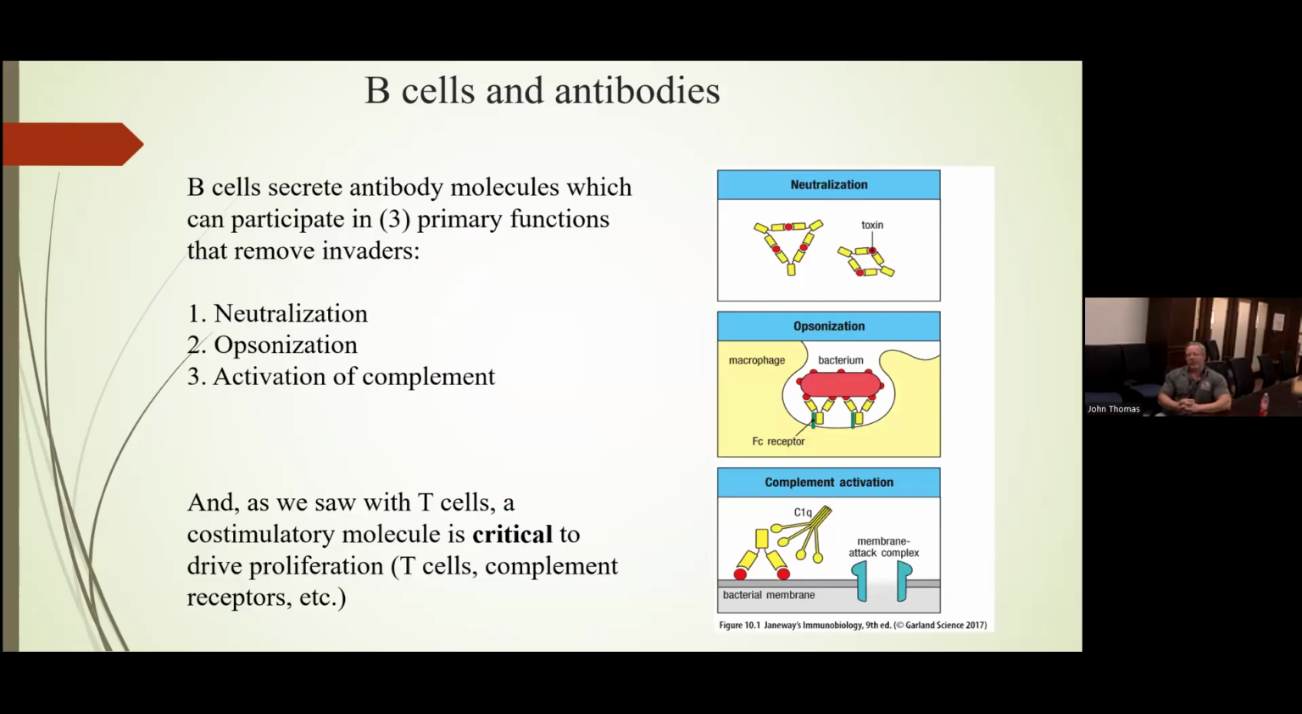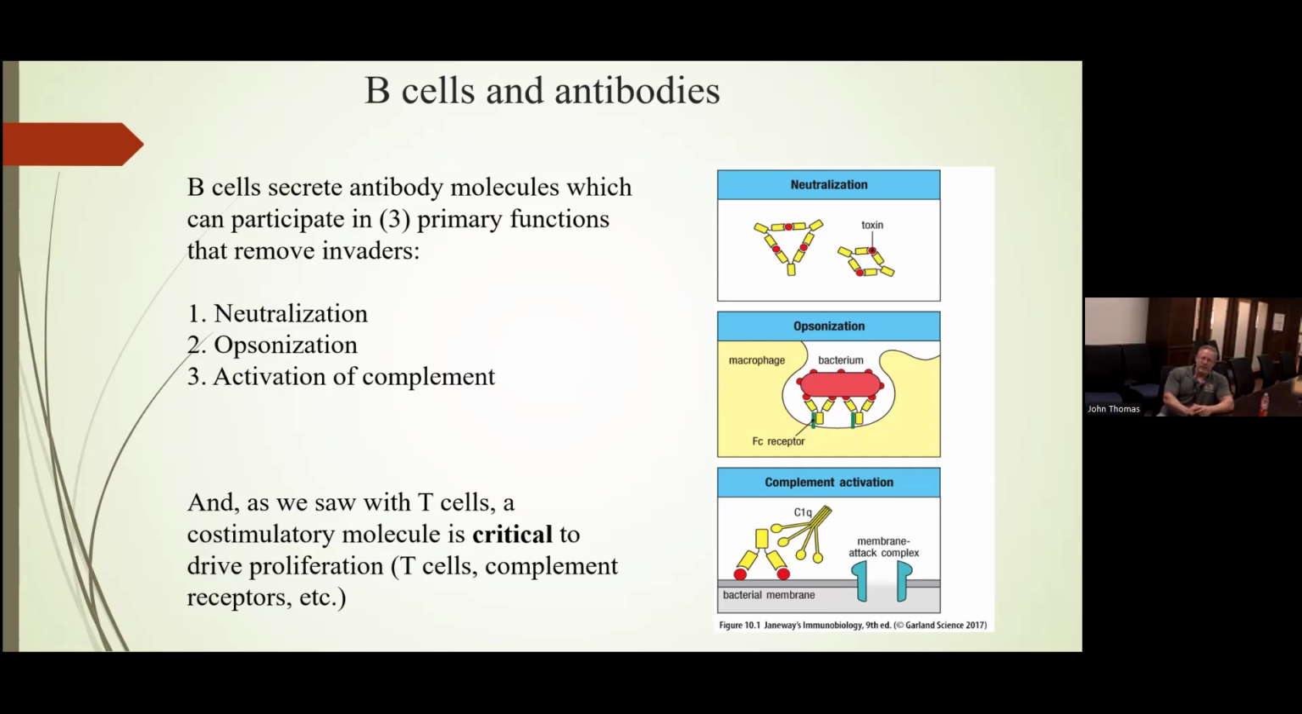Antibodies are produced by B cells, the other primary cell component of the adaptive immune response. So we talked about T cells and the role that they play in helping to provide cellular immunity at the cellular level by eliminating virally infected cells. Now we have B cells that can come in along with T cells and produce antibody. And again, the role of antibody is going to be primarily neutralization, opsonization, and the activation of complement.